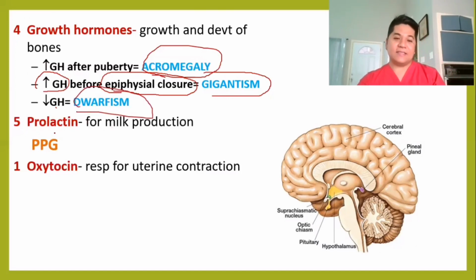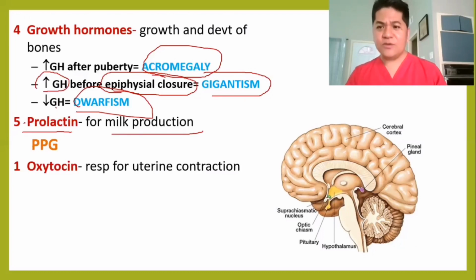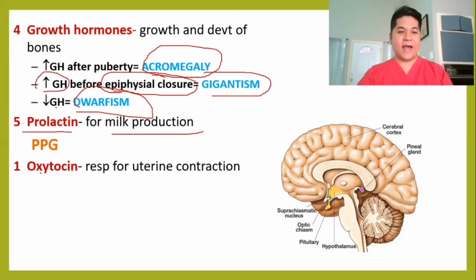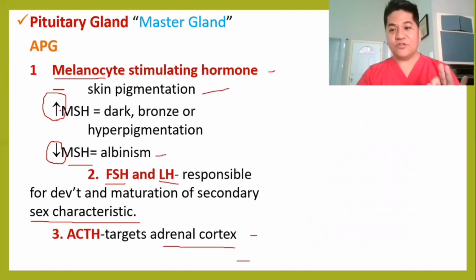That's about it. Next is prolactin, which is still secreted by the anterior pituitary gland, and is also important for milk production. So that's why prolactin is very important after delivery of the baby, for production of milk. Okay, now those are the hormones for the anterior pituitary gland. Remember those things. So we have your prolactin, growth hormones, your adrenocorticotropic hormone, follicle stimulating hormone, luteinizing hormone, and melanocyte stimulating hormone.